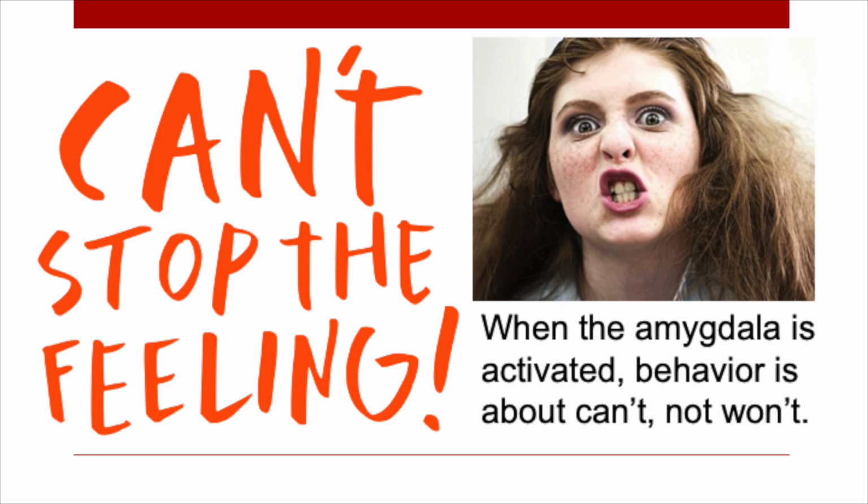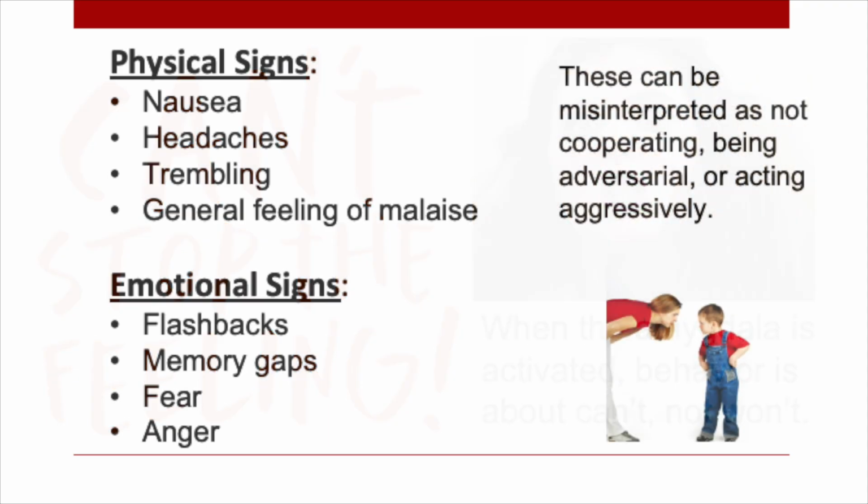It's not that they won't stop the behavior. They can't stop the behavior. It takes the brain and the body about 20 minutes for stress hormones to cycle and de-escalate. They need time to reset. You might also see physical signs of toxic stress, like nausea, headaches, trembling, or a general feeling of malaise. These are the children who are often frequent flyers to the school nurse's office.